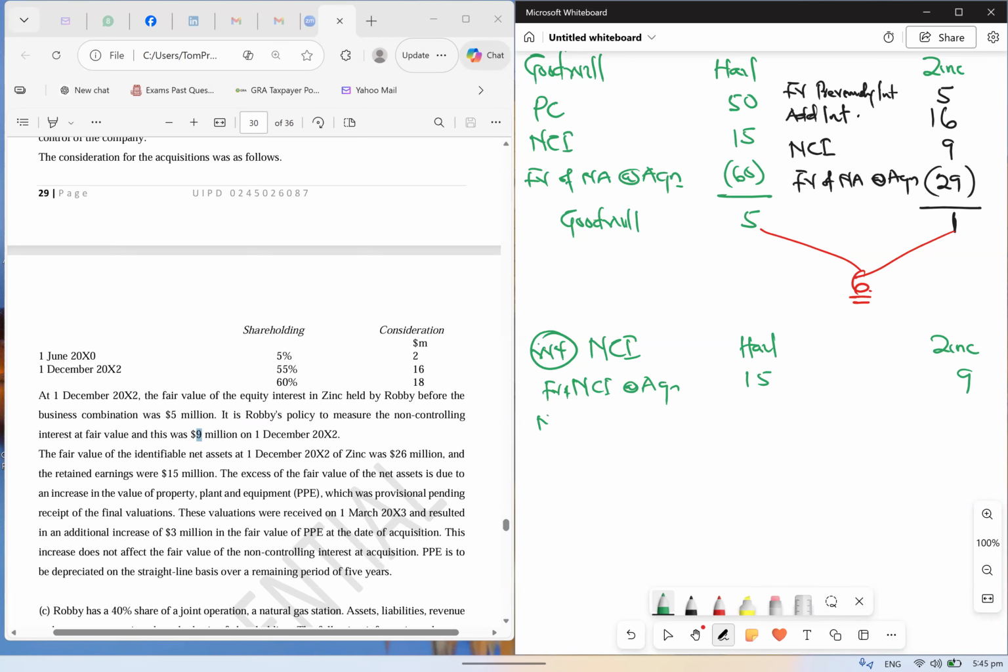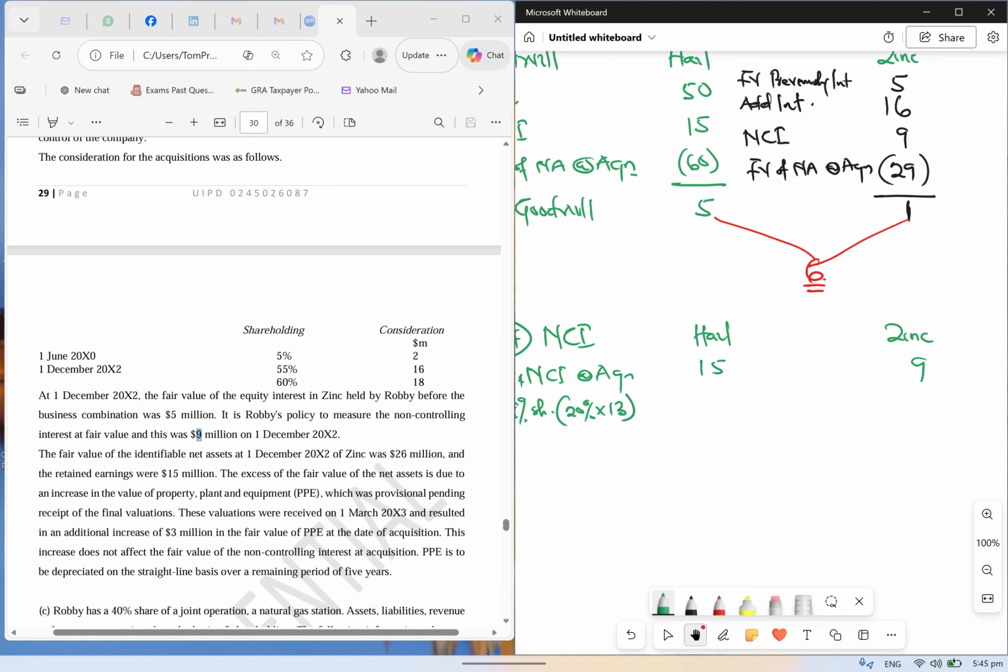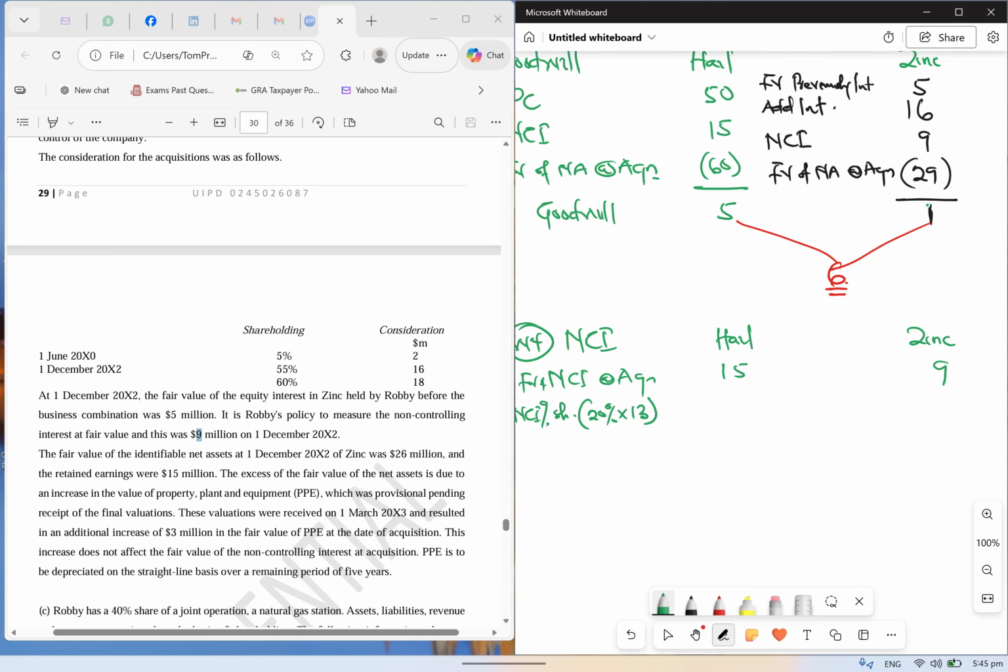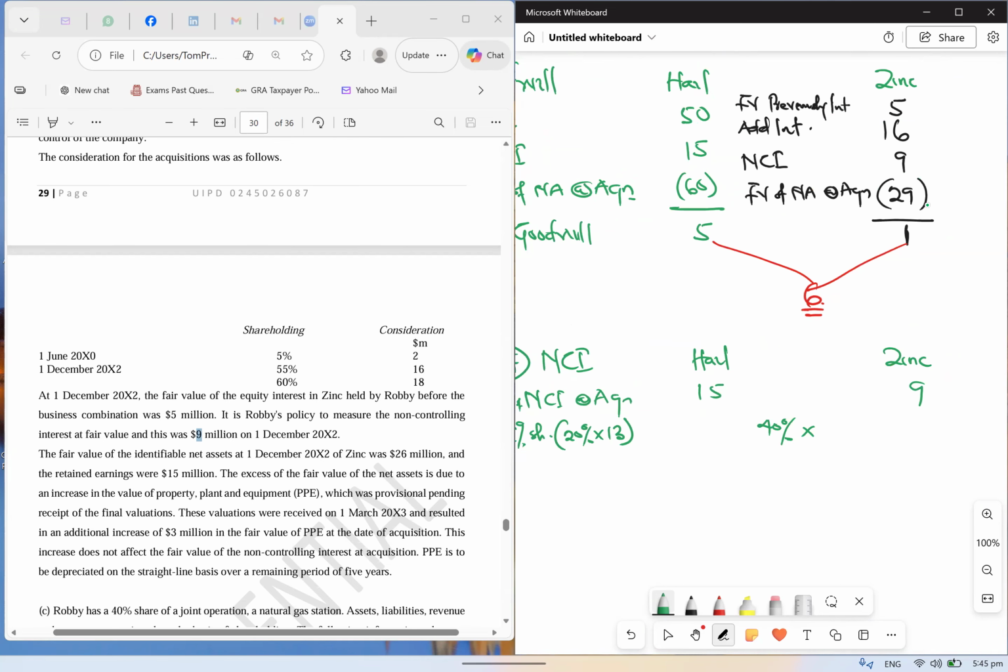Then NCI share of post-acquisition. This NCI is 20%. So you do 20% of 13. Please, can you do that and get me the answer? And this one too, now that he bought 60, the NCI is 40% of 3.6. Oh, please, anyone, please, quick. I just have 15 minutes, please.